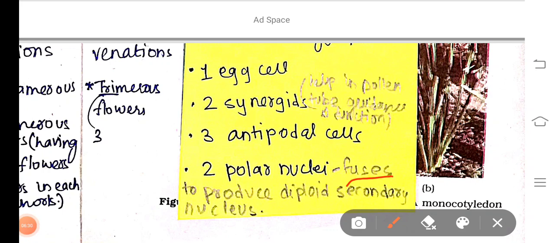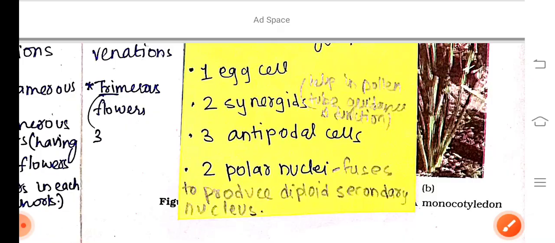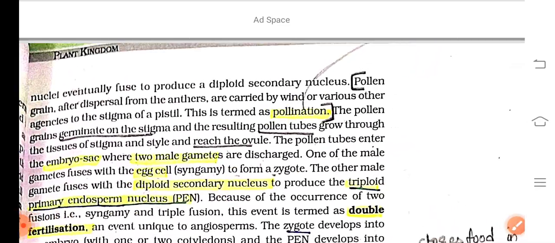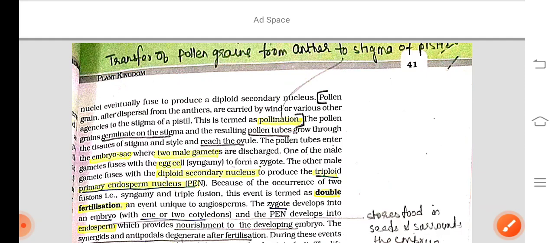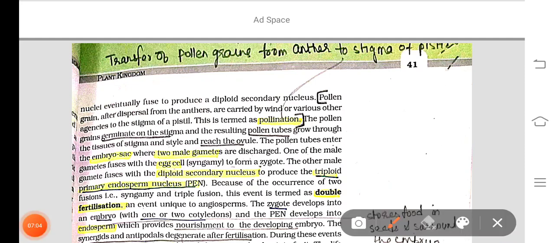The polar nuclei fuse to produce the diploid secondary nucleus. Okay, diploid secondary nucleus. Then, pollination की definition. This is the best definition which I've written over here: the transfer of pollen grains from anther to stigma of pistil is called pollination. Anther is a part of the male sex organ.